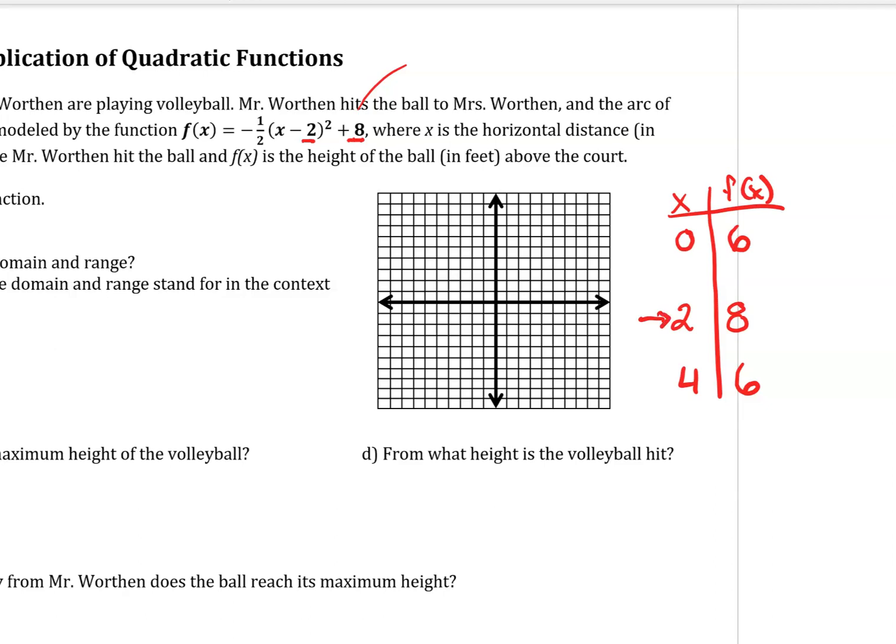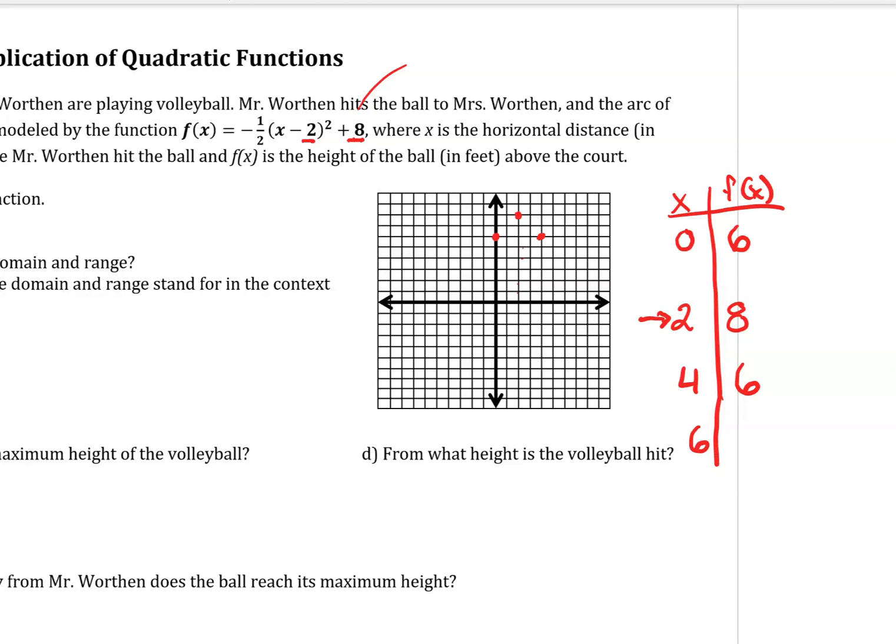We'll plot 2, 8. 1, 2, 3, 4, 5, 6, 7, 8. We'll plot 0, 6. And we'll plot 4, 6. Now we need to keep going to the right. So we'll go ahead and try another even number, since we're going to have to multiply by a half at some point. So we'll put in 6 for x.